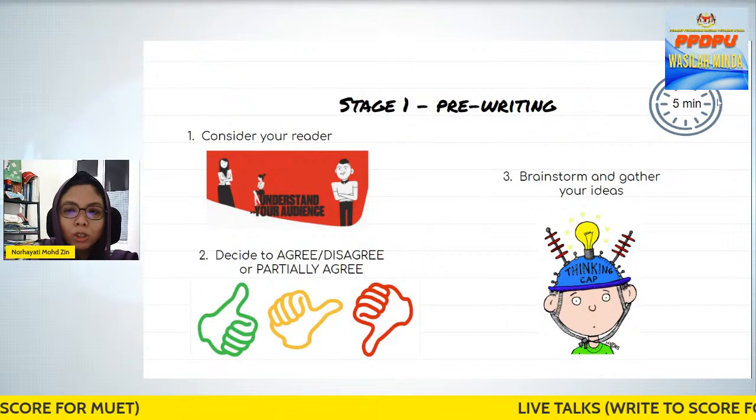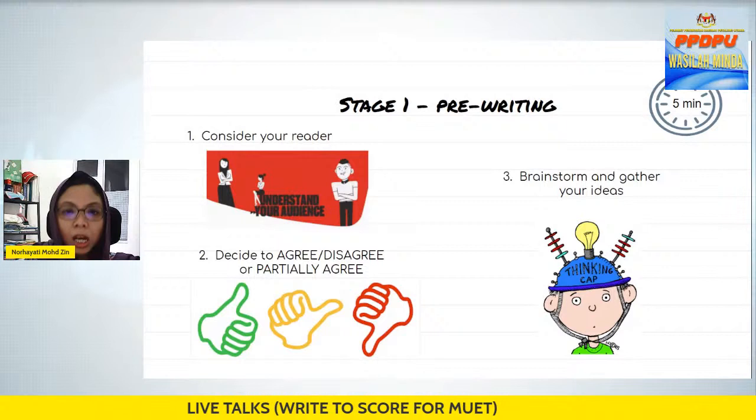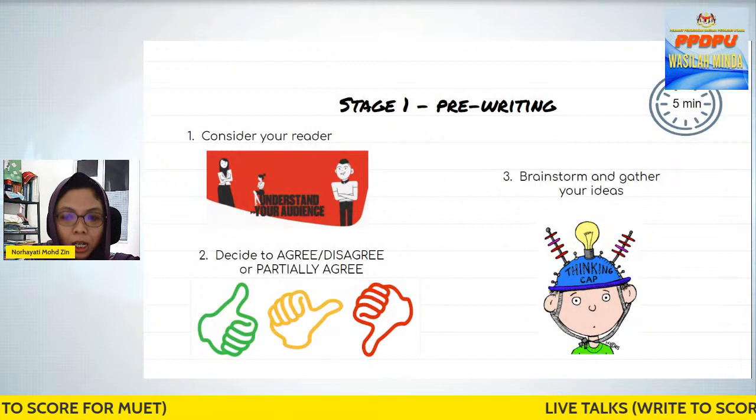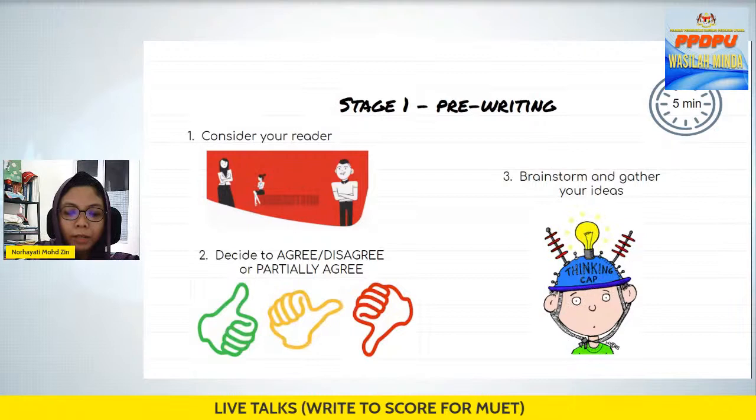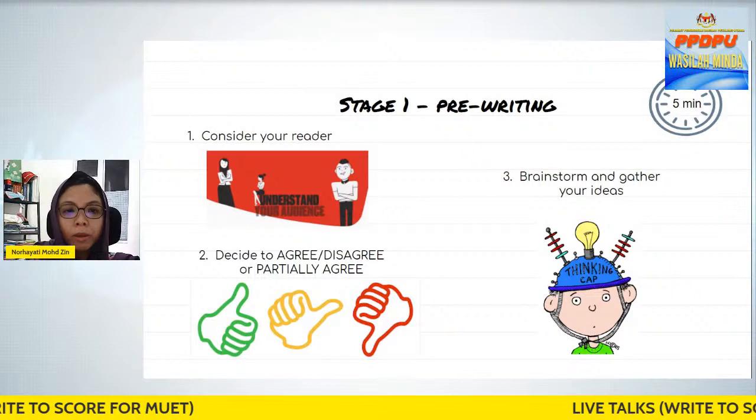Now it's not like a very rigid 5 minutes, it's just that you give yourself plus minus 5 minutes. Okay, stage one, make sure that you consider your reader. A lot of students, a lot of candidates assume they have the same idea as the reader. You cannot do that. And remember, who is your reader?